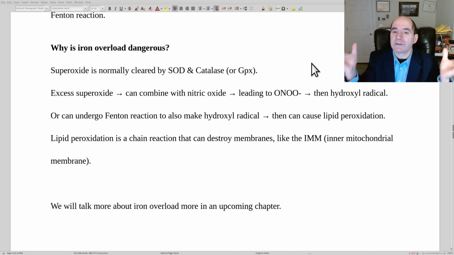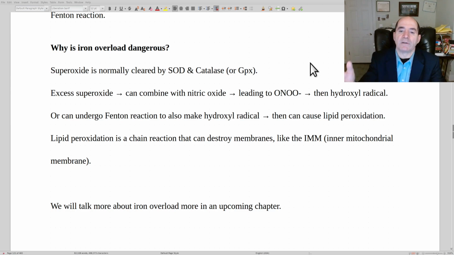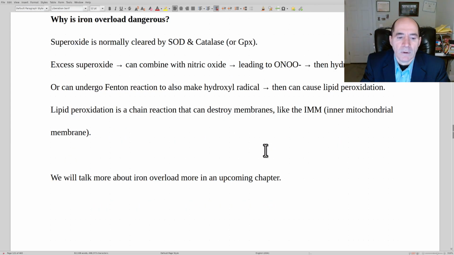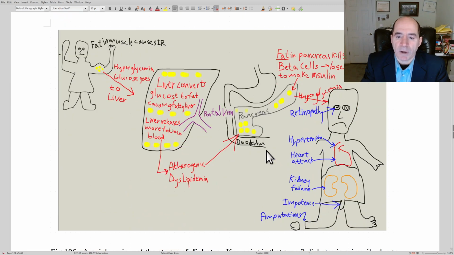Because iron is a transition metal, it has a variable valence. Most commonly Fe2+ and Fe3+, which is very good for handing off electrons in the active site of an enzyme. But you don't want it elsewhere or it'll start becoming autocatalytic and running reactions to make these free radicals that go around damaging things. Okay, there's a specific type of cell death related to excess free iron called ferroptosis. That's associated with lipid peroxidation. Okay, it's bad. All right, we're going to talk about iron more in an upcoming chapter.